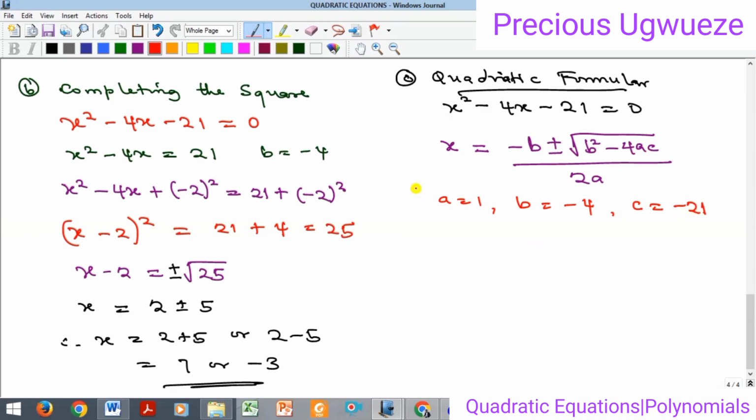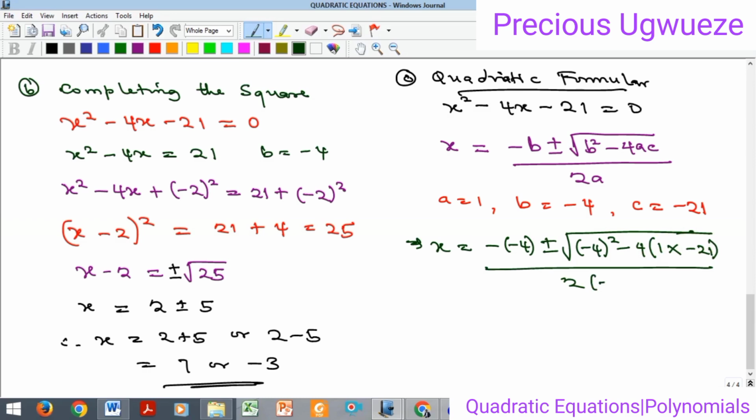All right, so we'll now quickly substitute. That means that our x is going to be equal to minus b, and remember b is -4, so you put -4 here, plus or minus the square root of b squared, which is -4 squared, minus 4 times our a, which is 1, times -21, and that is all over 2 times 1. Okay, our a is 1, not -1.